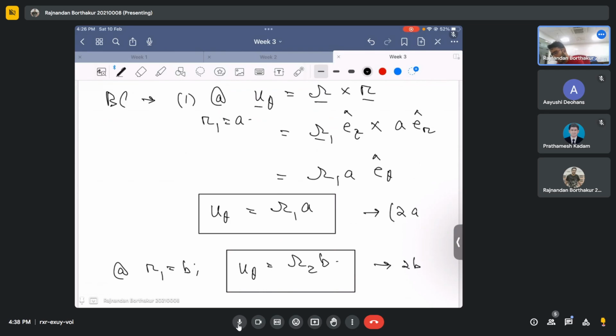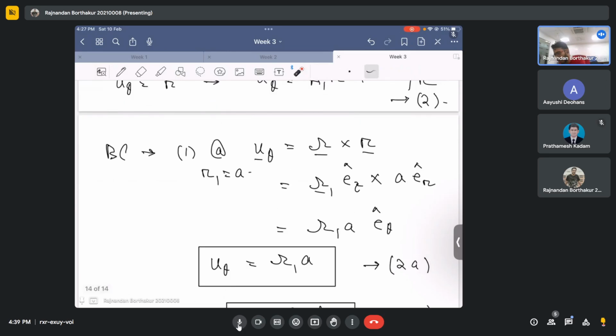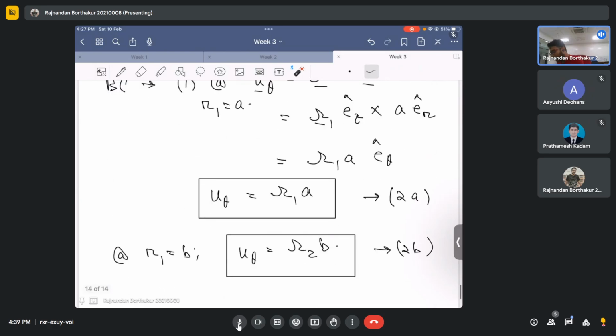Is this clear to everyone up to this point? How the magnitude of u theta becomes omega 1 a at r equals a, and how the magnitude of u theta becomes omega 2 times b at r equals b. Is this clear? This has to be clear, okay? Yeah, go ahead. Clear. Yeah, okay, good.